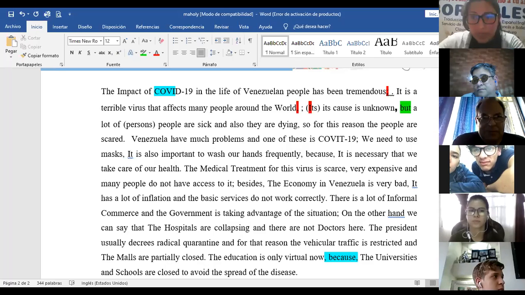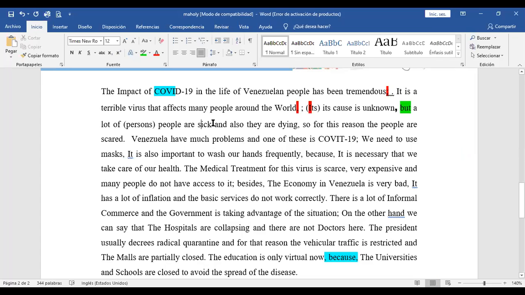Yo colocaría, en mi caso, yo lo colocaría. No es que esté mal, sino en mi caso yo lo colocaría. But a lot of people are sick and dying. Para eliminar un poco esa parte de que dice and also they are dying, yo coloco people are sick and dying. ¿Ok? Para llevarlo más directo. En mi caso. Así de todas maneras está bien.